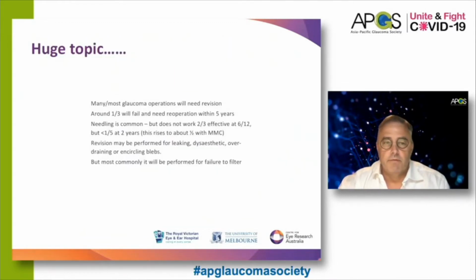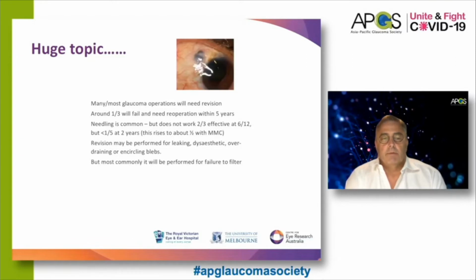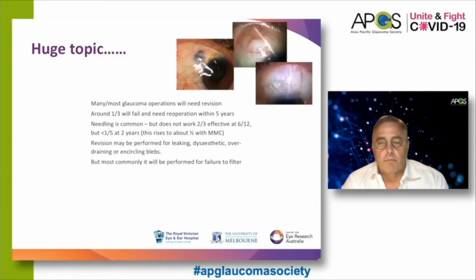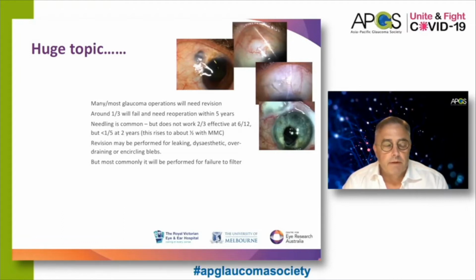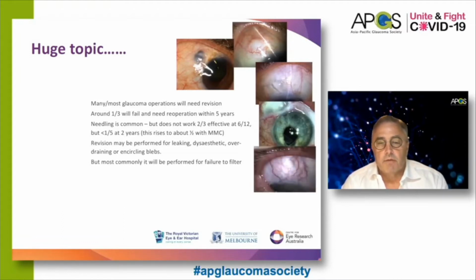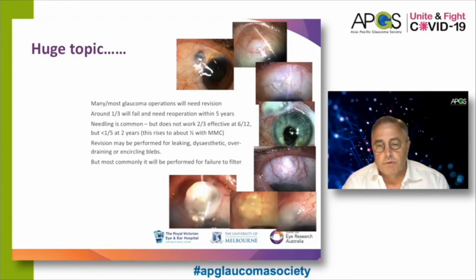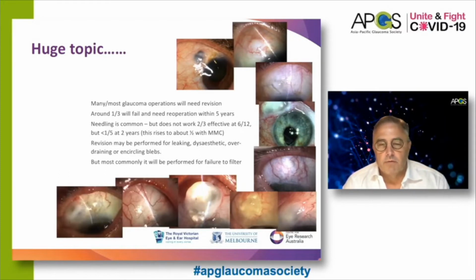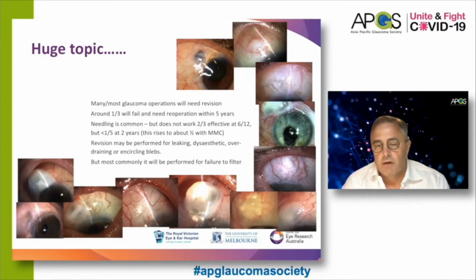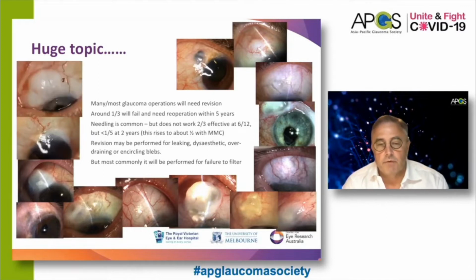The topic I've been given is really a huge topic, because many, in fact probably most, glaucoma operations at some point are going to need revision. In fact, the data suggests that about a third of them will fail and need some form of reoperation within 5 years. Often we resort to needling, but it's not all that effective, and most of us who've done a fair bit of it over the years recognise that the data I'm presenting is pretty right. About 2/3 were effective at 6 months, but really only about 20% at 2 years. It's a bit better if we use mitomycin C, but it's still fairly poor.